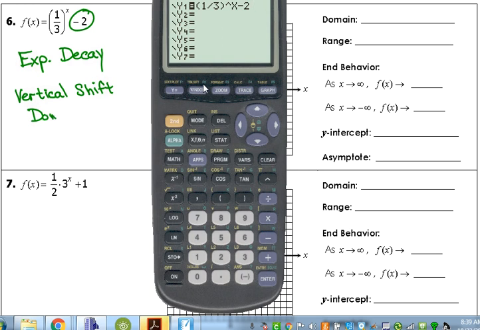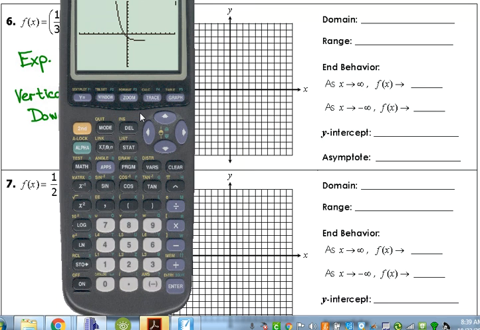I know this wasn't part of the instructions, but still trying to get this in your head. Okay? So now let's subtract. Okay, there's the decay we're expecting. Press zoom 6. Let's see if that fixes it. Did it work? Okay. So there's the decay we're expecting. We said that was a vertical shift down 2 units.